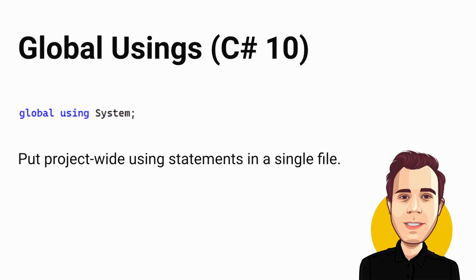Global usings is a new C# 10 feature that allows us to group using statements in a single place in the project. We define a global using in a single file, and the namespaces are available in every file in the project. The goal is to minimize the clutter at the beginning of every file when we import many of the System and Microsoft namespaces.